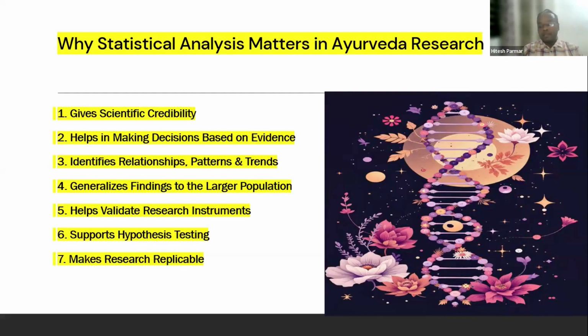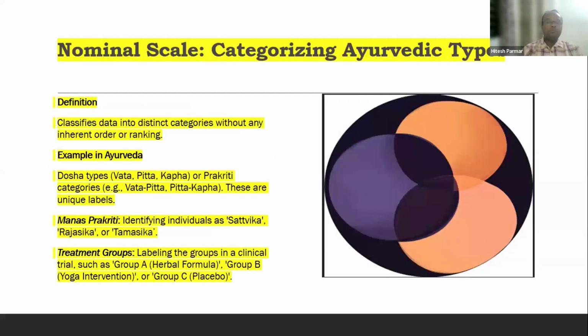The same study can be replicable in different regions and different populations. So we desire replicability in our research. This is the importance of statistics, and why statistics matters most in research.